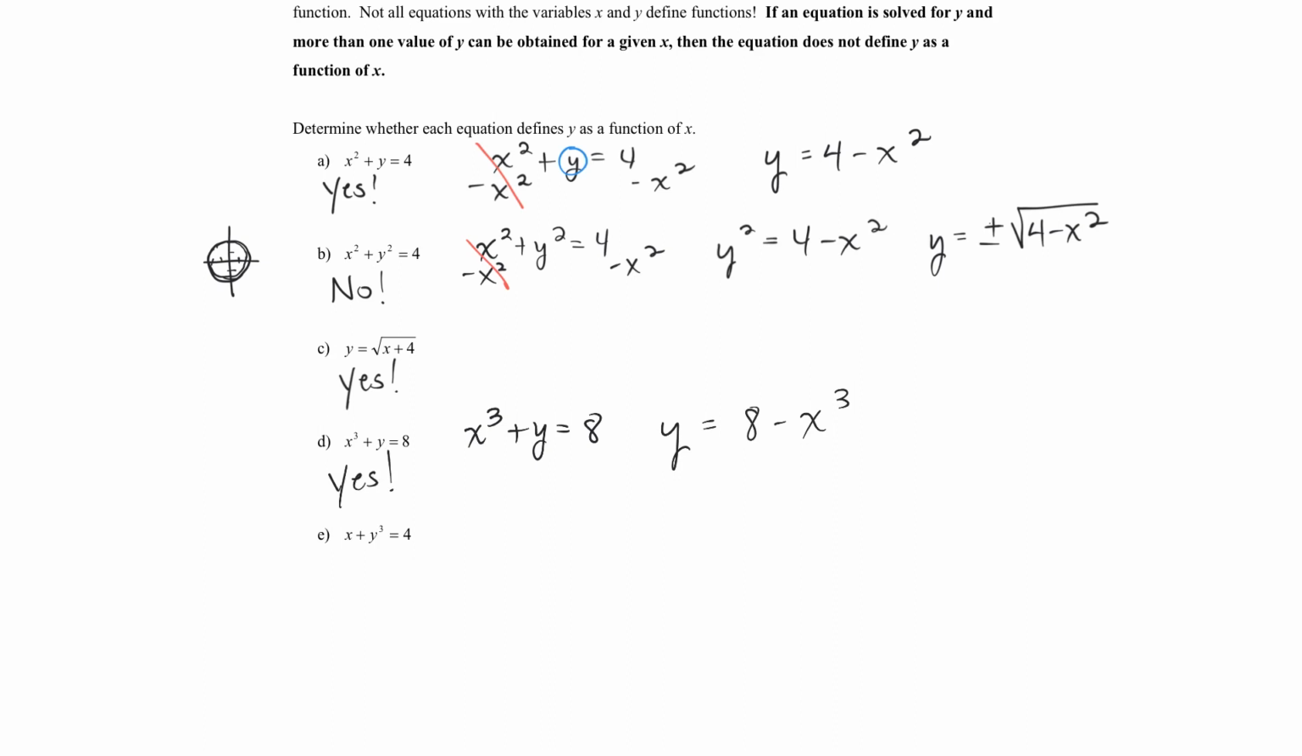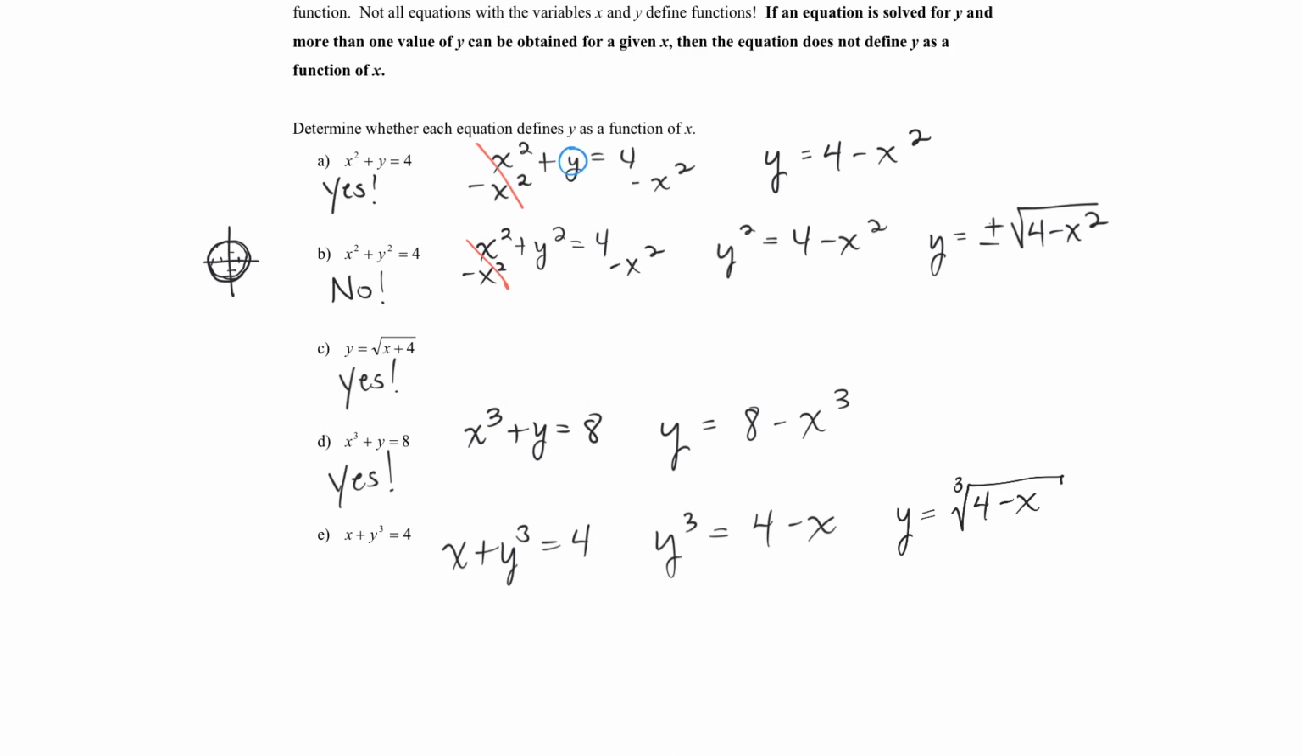And then finally, for example E, x plus y cubed equals 4. Well, if I subtract x from both sides, I'm going to end up with y cubed equals 4 minus x. And now I need to take the cube root of both sides, right? And if I take the cube root, it would be, in fact, wrong for me to include both a positive and negative root. So taking the cube root of both sides is going to lead to me having y equals the cube root of 4 minus x.